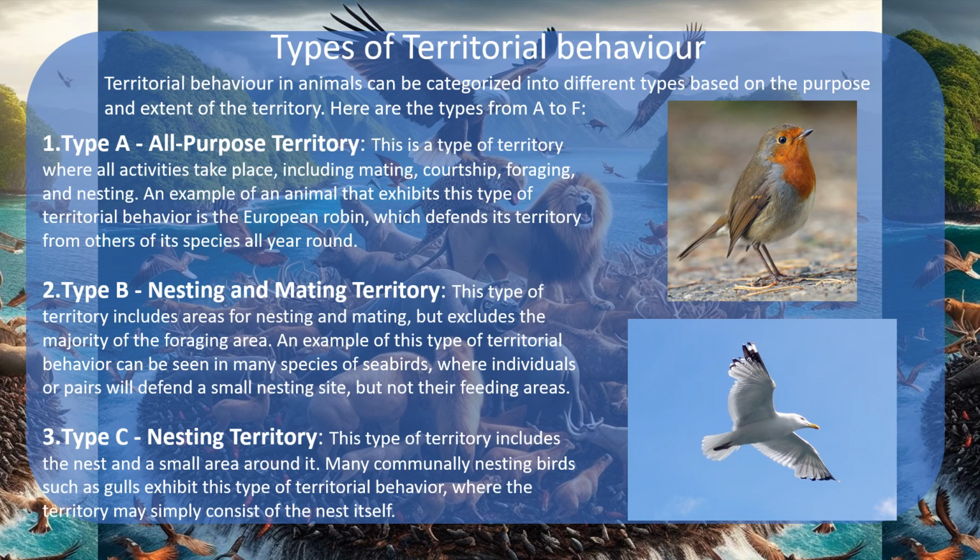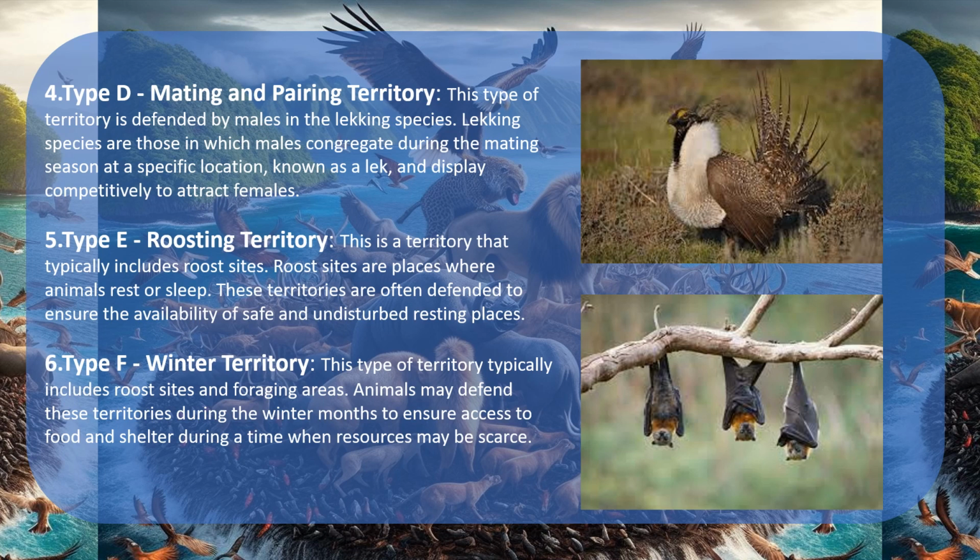Type C is a nesting territory. This type of territory includes the nest and the small area around it. Many communal nesting birds such as gulls exhibit this type of territorial behavior, where the territory may simply consist of the nest itself. Next is type D, mating and pairing territory.